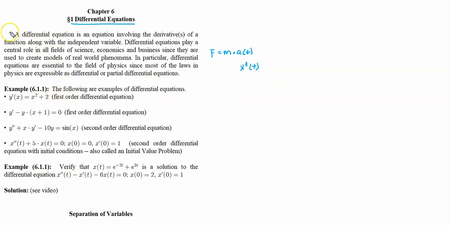Now down here we have a few examples of some simple differential equations. So here we have a first order differential equation. It's called a first order differential equation because it involves the first derivative of your function that you would like to solve for. And then you have the independent variable x over here. Now, of course, you can solve this one very easily just by integrating the right-hand side, and that would give you that the function y of x is equal to x cubed over 3 plus 2x plus an arbitrary constant c. So this one's pretty easy to solve.